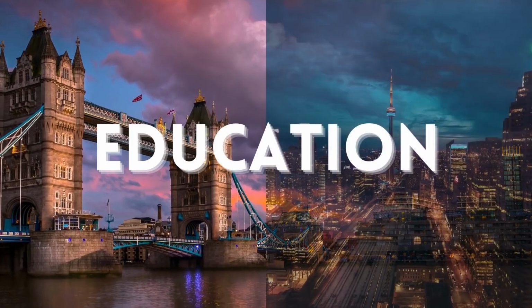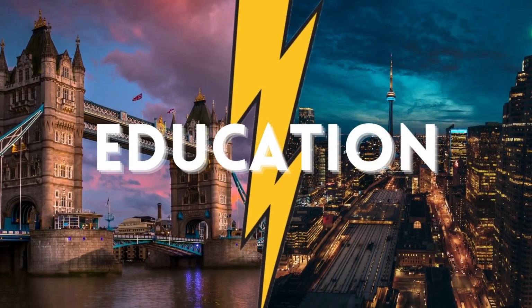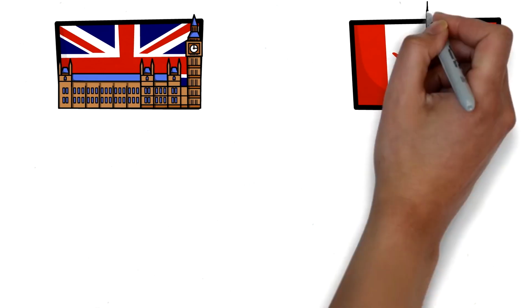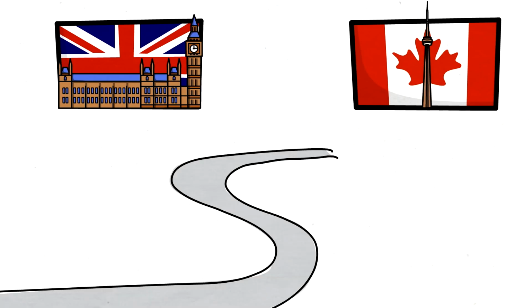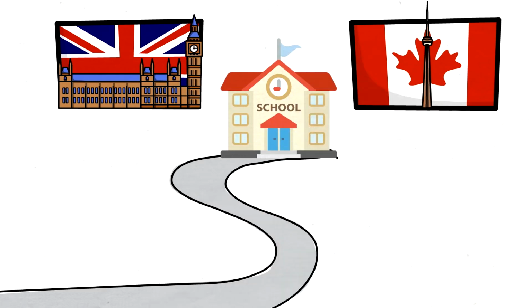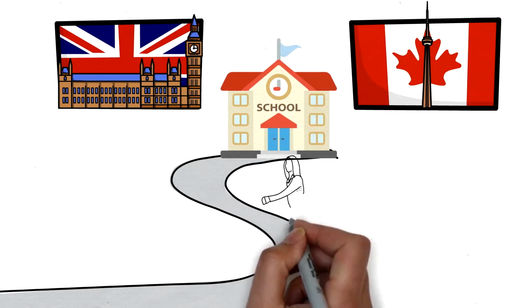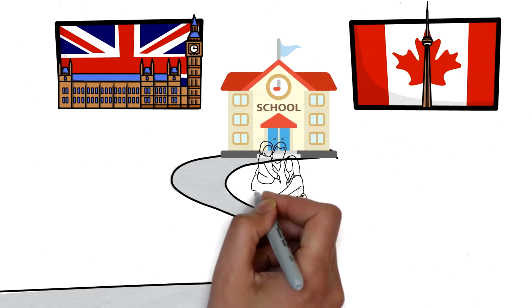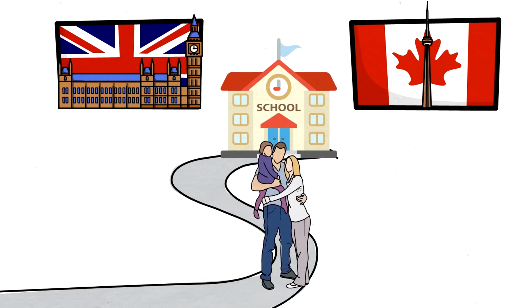Okay, now let's compare the education of both countries. We will talk about both elementary education and higher education. Let's start with elementary or primary education. Both countries have both public and private schools. When we immigrate to the UK or Canada, we want to know if our children would be able to get admission in the primary schools. As a parent, we are always worried about it.